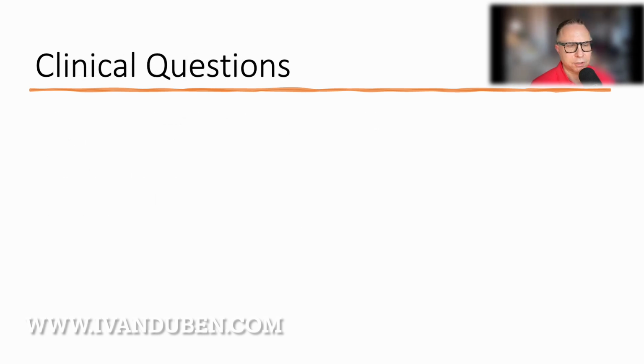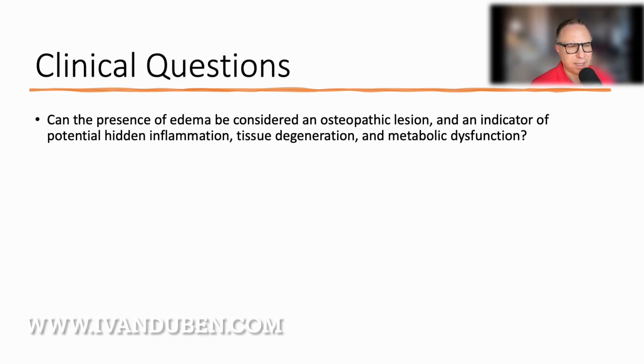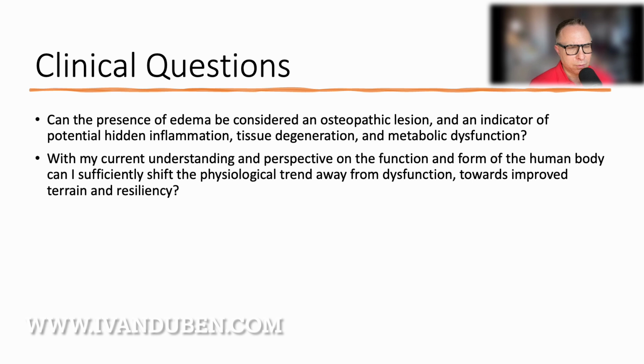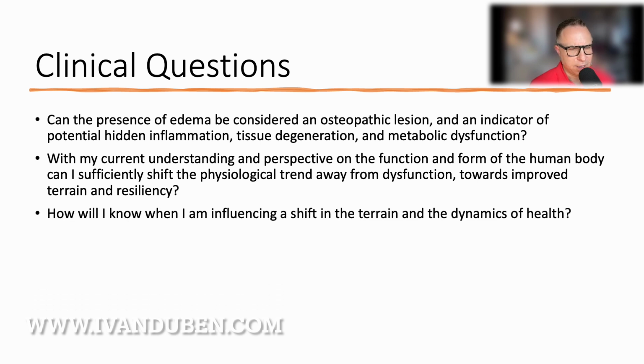Some clinical questions to ask are: can the presence of edema be considered an osteopathic lesion and an indicator of potential hidden inflammation, tissue degeneration, and metabolic dysfunction? With my current understanding and perspective on the function and form of the human body, can I sufficiently shift the physiological trend away from dysfunction towards improved terrain and resiliency? And how will I know when I'm influencing a shift in the terrain and the dynamics of health?